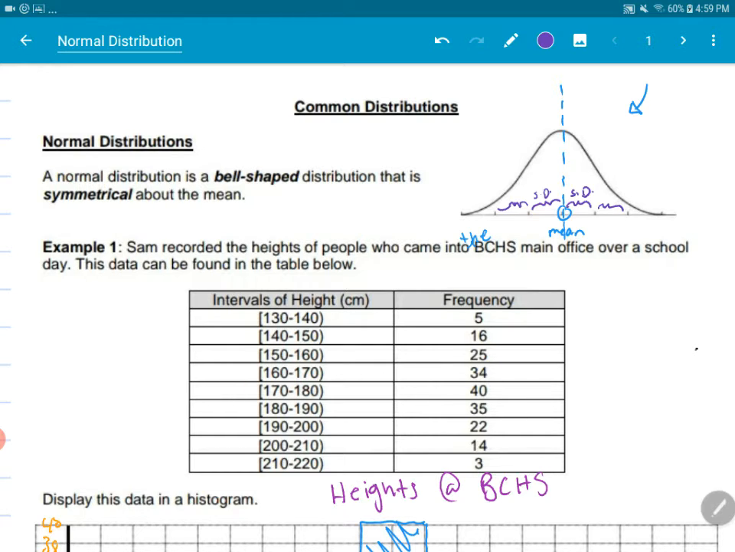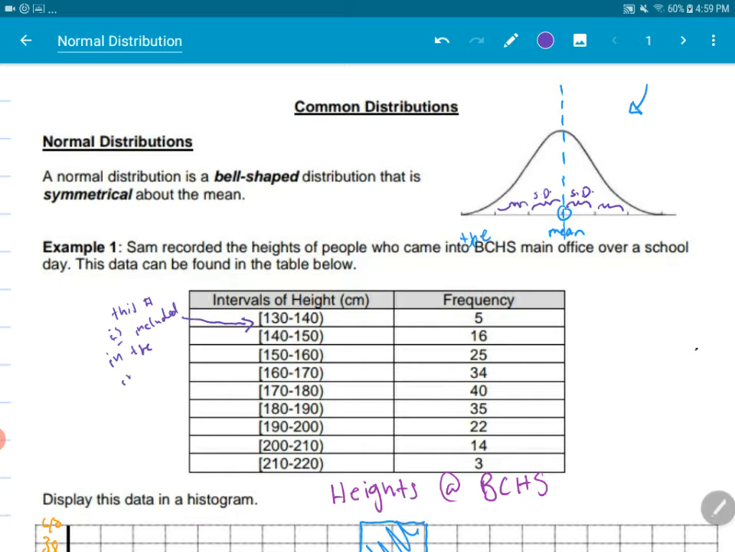So example 1 says, Sam recorded the heights of people who came into the BCHS main office over a school day. This data can be found in the table below. So you can pause the video and graph it and then check your answer, but I'm not going to do the graphing on here. You know how to graph by now. Some things I do want to talk about though are these brackets here. So right here you have a square bracket. That means that this number is included in the interval.